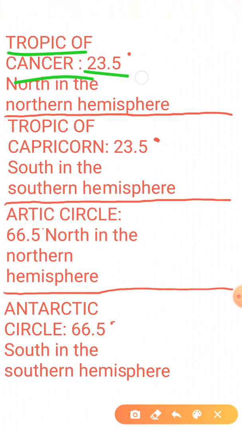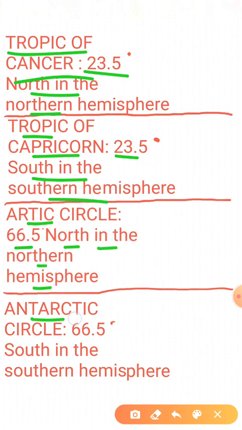Tropic of Cancer, 23.5 degrees north, in the northern hemisphere. Tropic of Capricorn, 23.5 degrees south, in the southern hemisphere. Arctic Circle, 66.5 degrees north, in the northern hemisphere. Antarctic Circle, 66.5 degrees south, in the southern hemisphere. Okay.